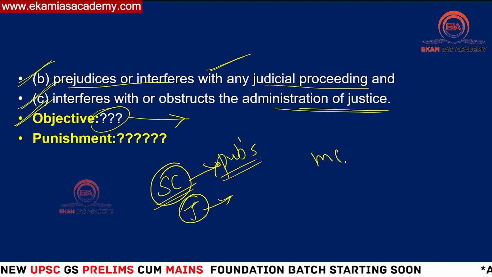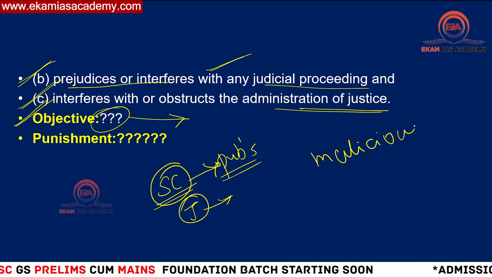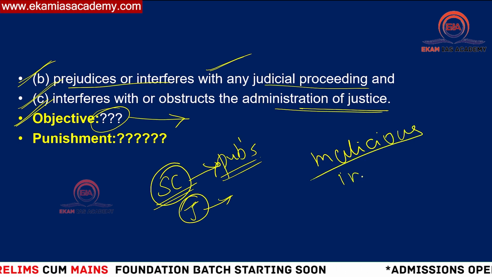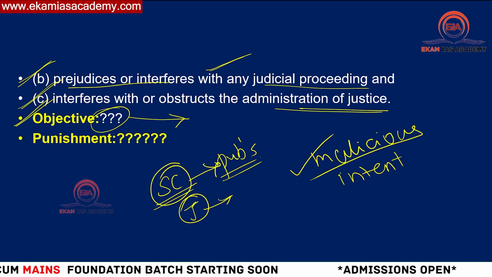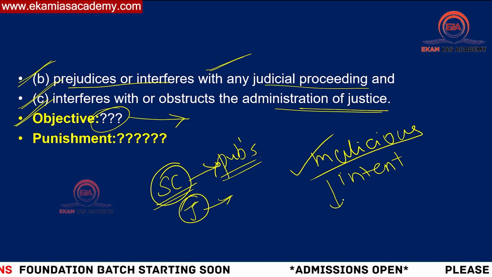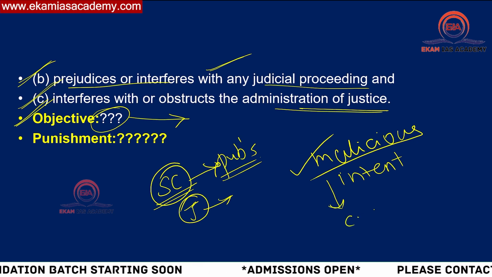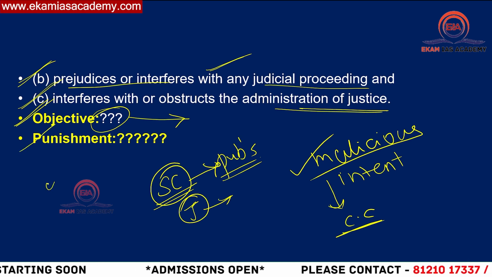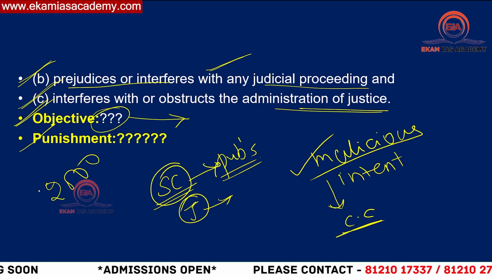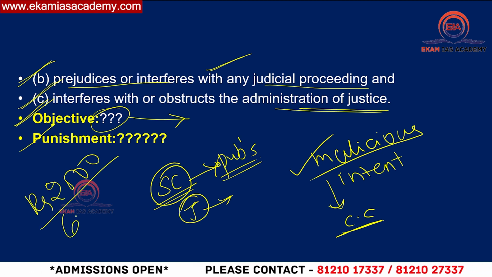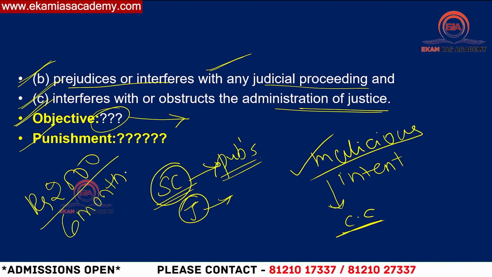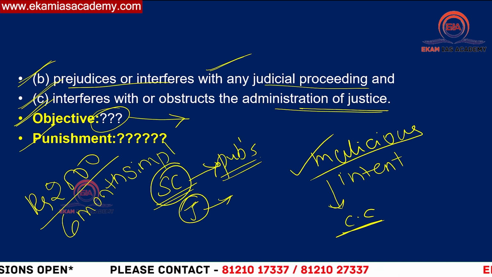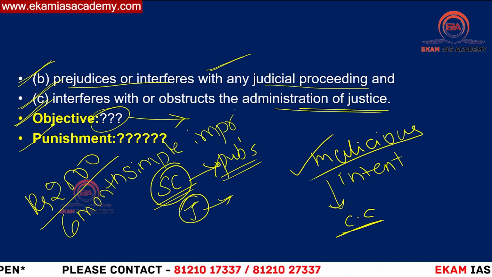So they don't want any malicious intent behind the contempt proceedings. In case of fair criticism, the Supreme Court will accept, but in case of malicious intent, then contempt of court proceedings can be initiated. Then what is the punishment that can be given? Almost 2,000 rupees fine, or 6 months simple imprisonment can be imposed in case of contempt proceedings.